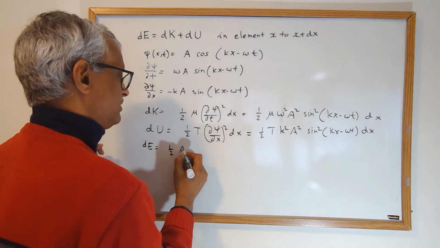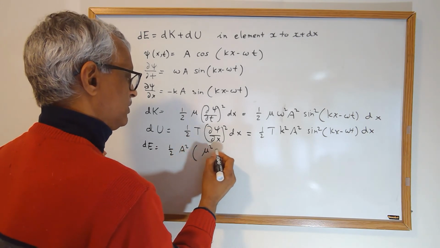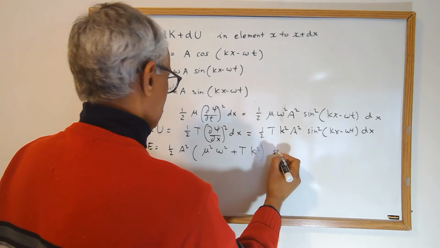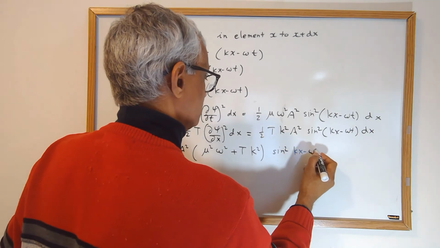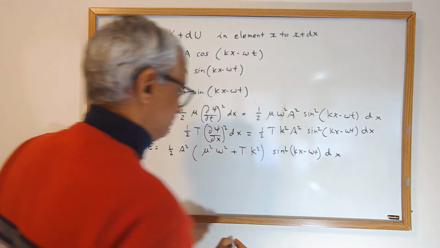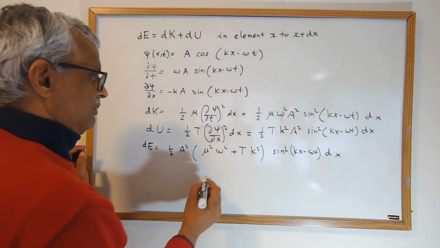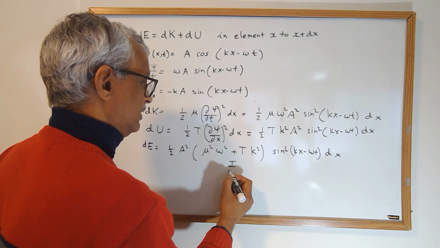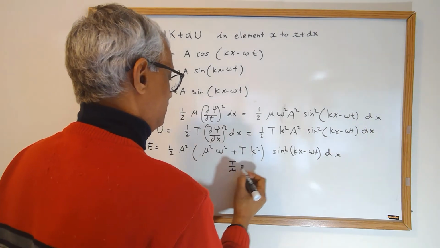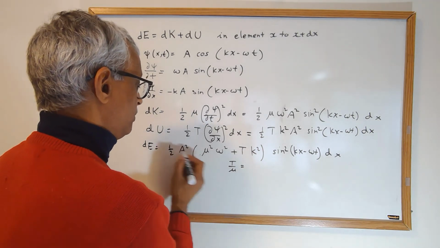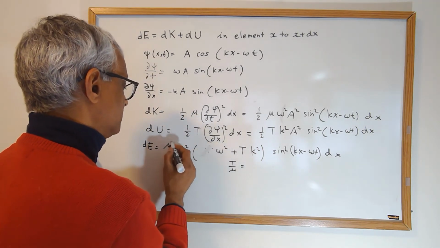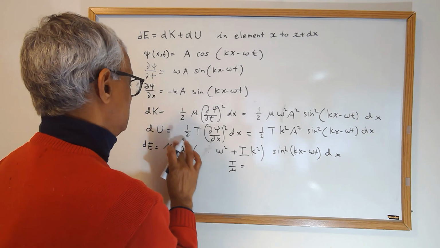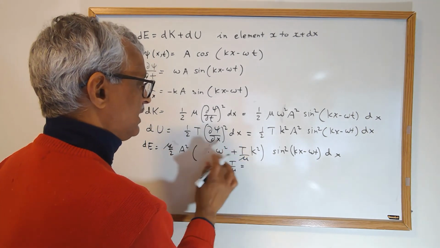So when I put them together, the dE is just the sum of these two. So half a square mu omega square plus T k square, times sine square kx minus omega t dx. You can say that T over mu, if I pull mu out, there's no mu square here, there's mu, so these are actually equal to each other.